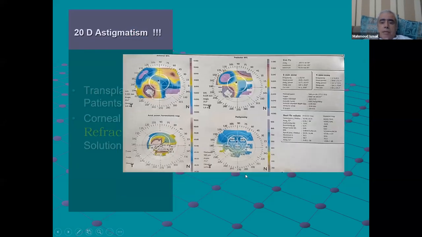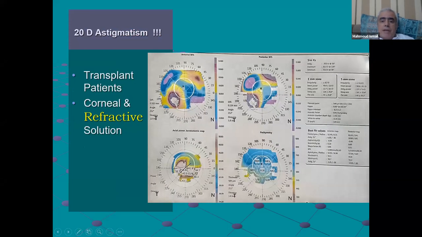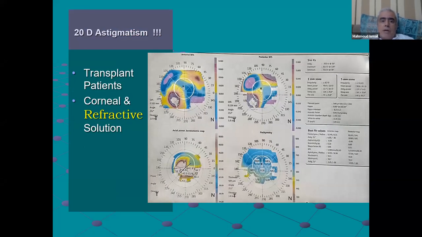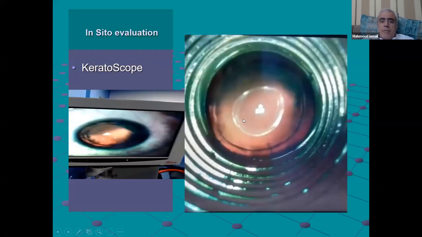This is another case. In spite of having a very clear cornea, the patient's outcome was 20 diopters of astigmatism, a record of astigmatism. So you need to do two things for this patient. You have to release and you have to make stress sutures. This shows the Purkinje image with the keratoscope on table. You can see that there is a huge pear shape, and this pear shape announces a huge astigmatic portion of the cornea.